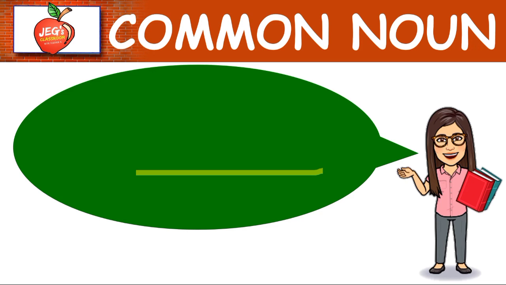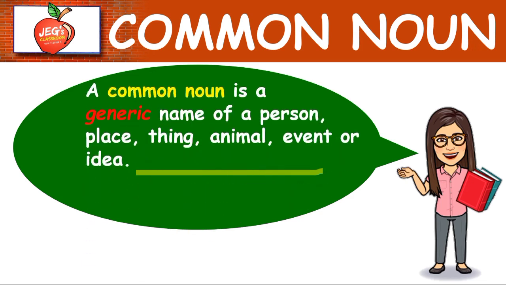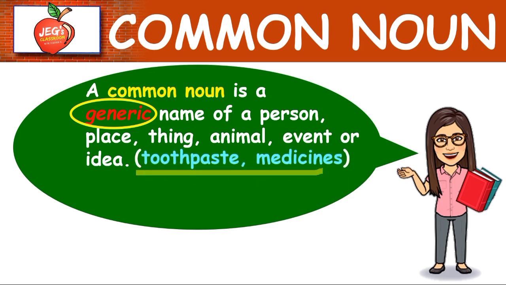Now, let us define a common noun. A common noun is a generic name of a person, place, thing, animal, event, or idea. When we say generic, it is a general or common term of something. There is no specific name or brand. Just like the words toothpaste and medicines. These words are generic names and no specific brands were mentioned.